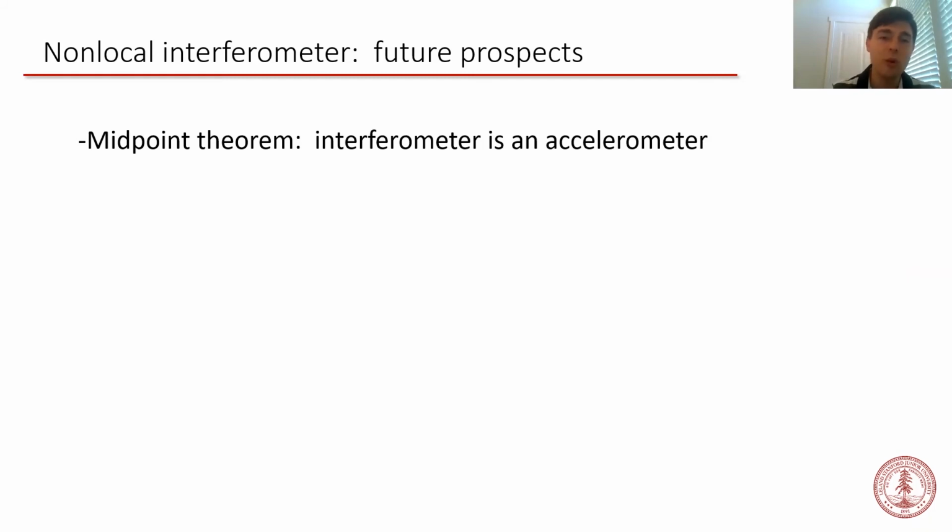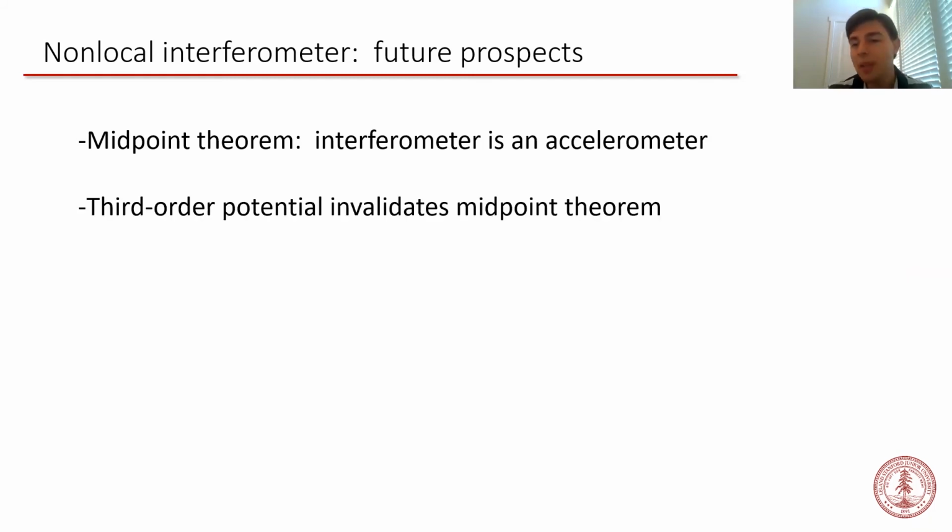If we include a third order term in the potential, however, Bourdais' midpoint theorem is no longer valid. And in that case, the interferometer is no longer a simple accelerometer. Instead, it starts behaving like a clock. The interferometer becomes sensitive to proper time differences between the two interferometer arms induced by the potential.